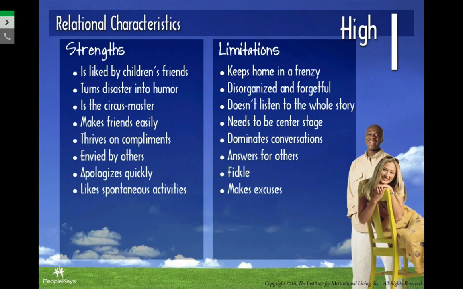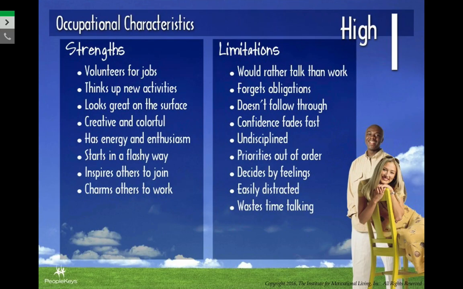Some of their relational characteristics: they're liked by their children's friends. They can turn any kind of disaster into humor. They thrive on compliments. They apologize quickly because their greatest fear is rejection. They want to build great relationships with people. Some of the limitations: they keep their home in a frenzy. They're disorganized. They're forgetful. They don't listen to the whole story. They only catch bits and pieces of it. They need to be center stage, and they can tend to make excuses.